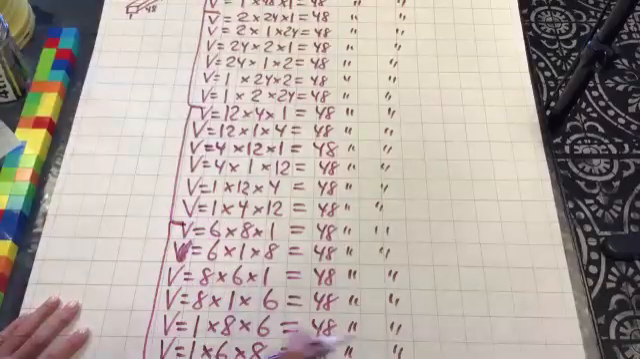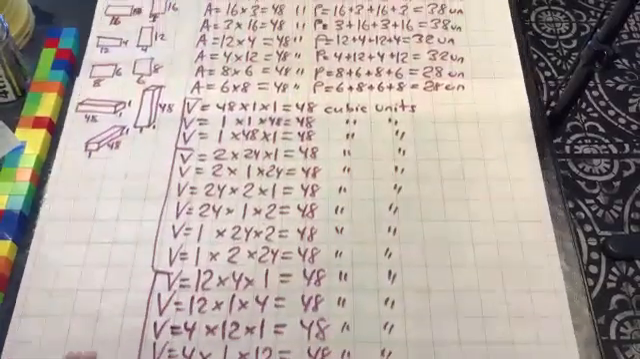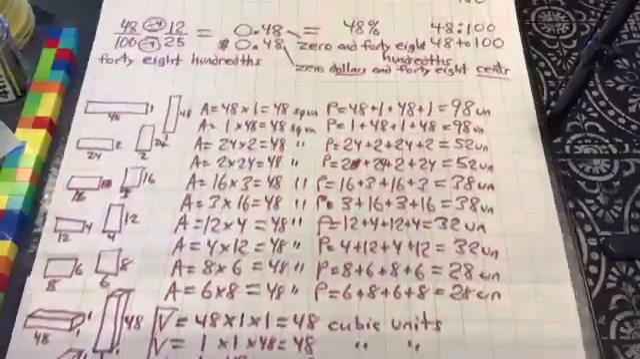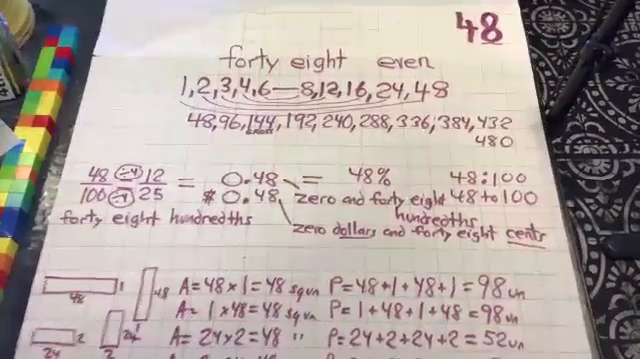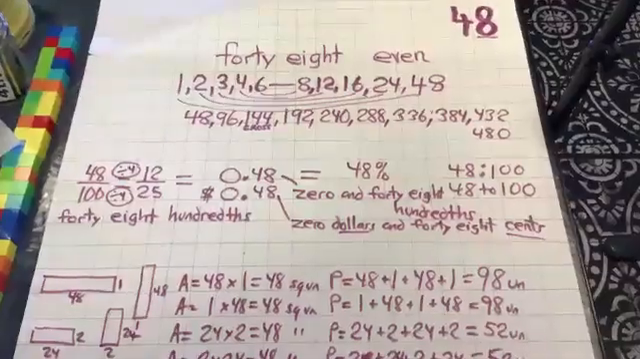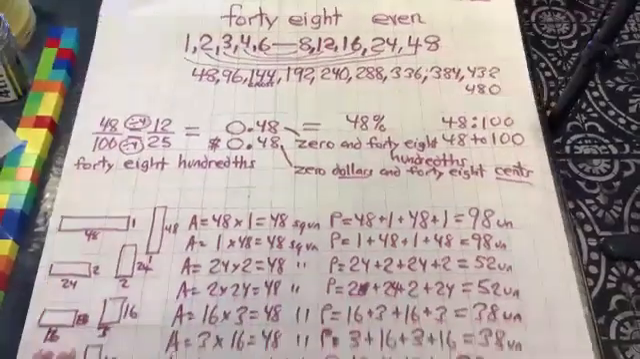All right, there we have it. Wow, look at all of that, all that work. When I was teaching 5th grade, we'd count up how many ways we were able to manipulate the number 48 to do all this work.